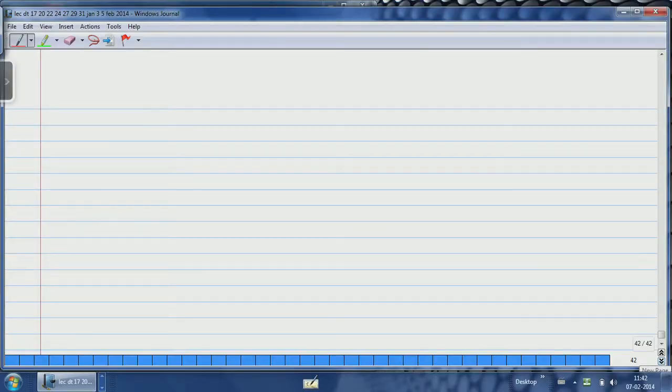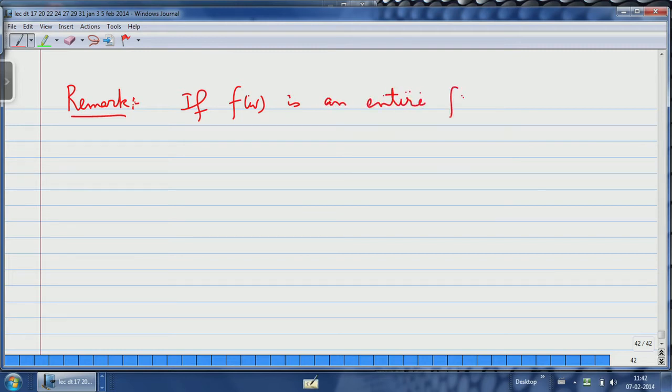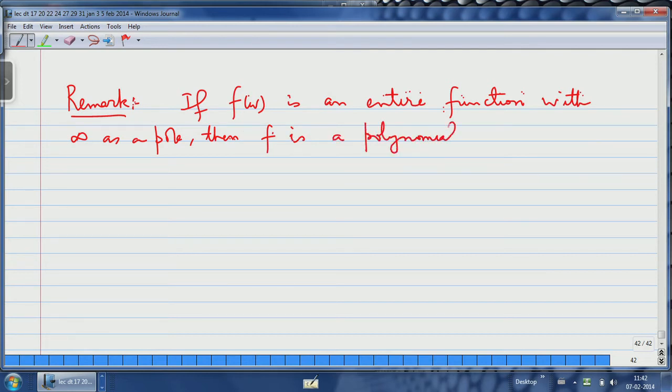Let me say that in more detail. So here is a remark. If f of w is an entire function with infinity as a pole, then f is a polynomial in w, and conversely. The converse is something that we have just seen. If f is a polynomial, then a polynomial is of course entire, and a polynomial does have a pole at infinity.